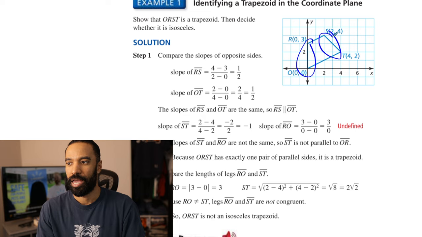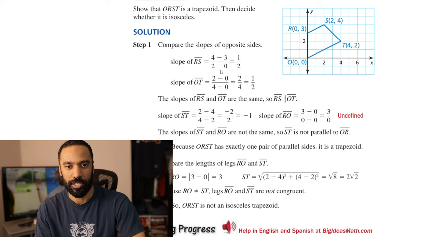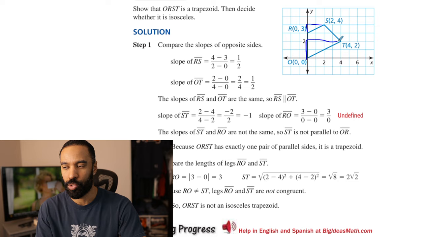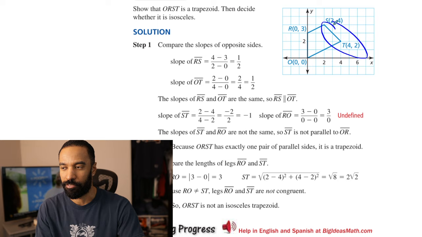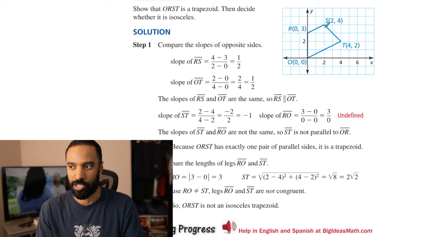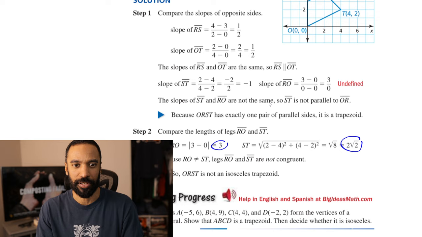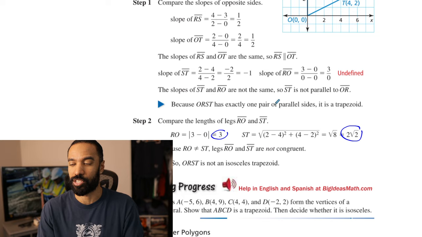And by the way, they're doing their slopes this way: y2 minus y1 over x2 minus x1. I would just do a rise over run. Up 1 over 2. This is up 2 over 4, which is also 1 half. So parallel. Vertical line versus non-vertical line, not parallel. This is a count of 1, 2, 3. And by distance formula here, this will be, it looks like, 2 root 2. So 2 root 2 versus 3, different lengths there. Therefore, these are not congruent, so it's not an isosceles trapezoid.